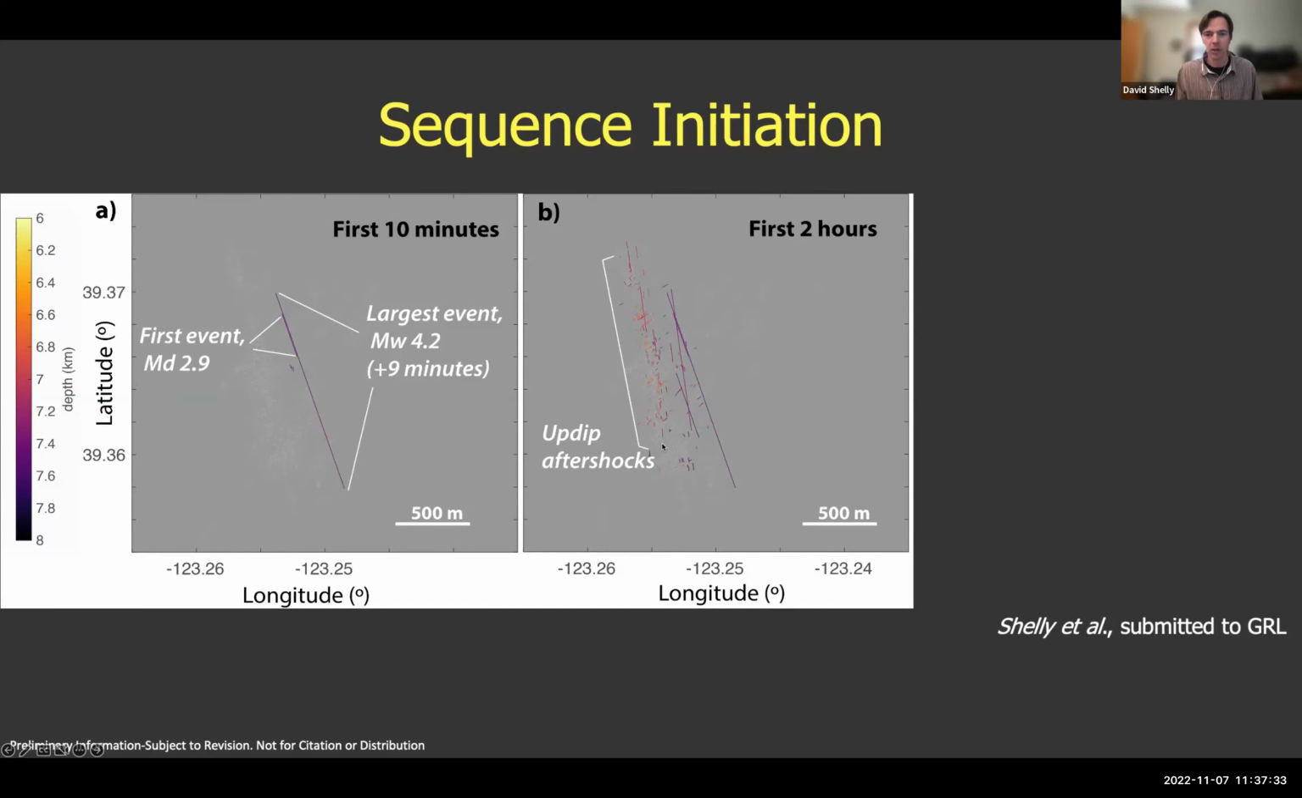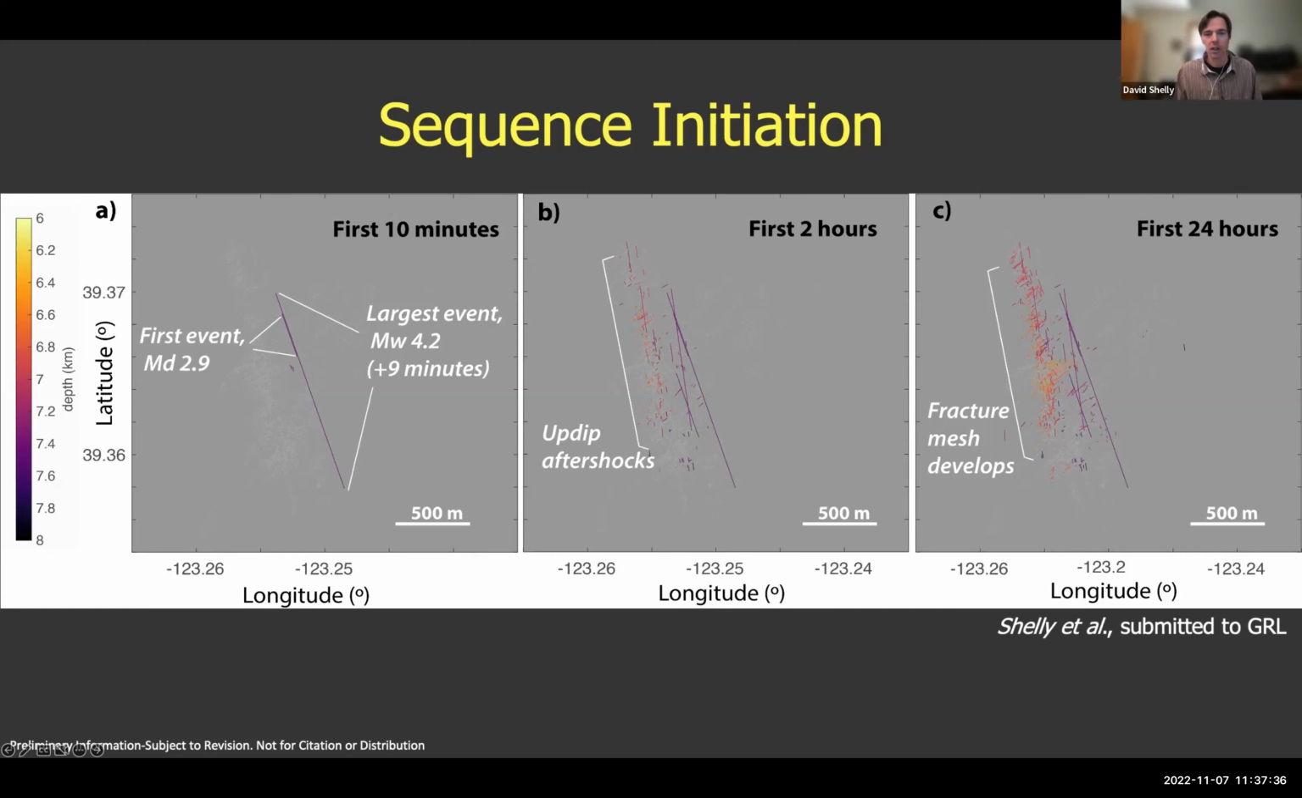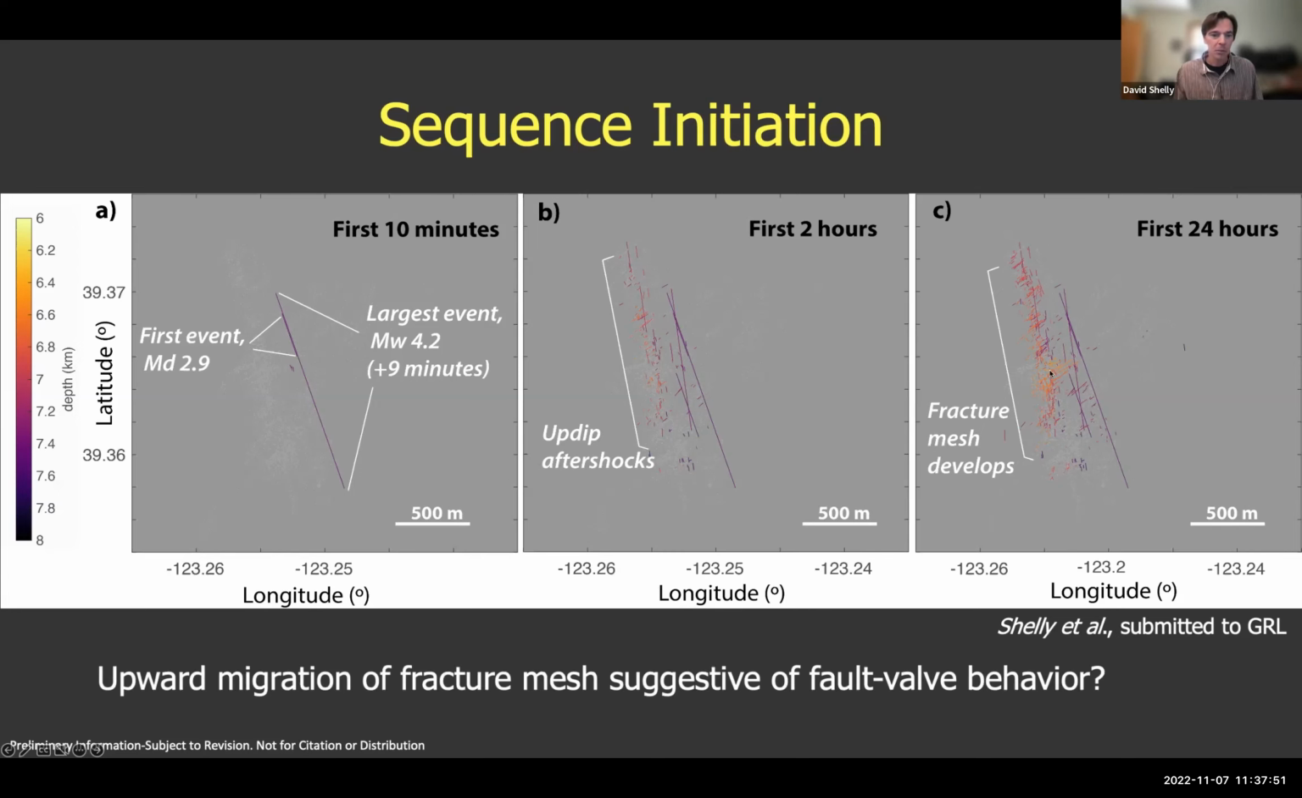And we see that really develop over the next 24 hours, where we see development of these northeast striking faults, as well as this north-northwest striking orientation. So it's possible that this behavior indicates that there's some sort of fault valve behavior where this magnitude 4.2 is connecting a zone of higher fluid pressure regime than what previously existed on the up dip edge, and allows that higher fluid pressure to propagate up dip and trigger events on faults with those conjugate orientations.